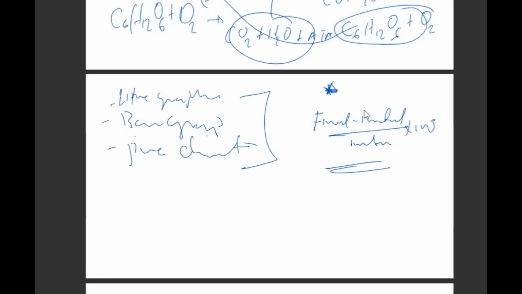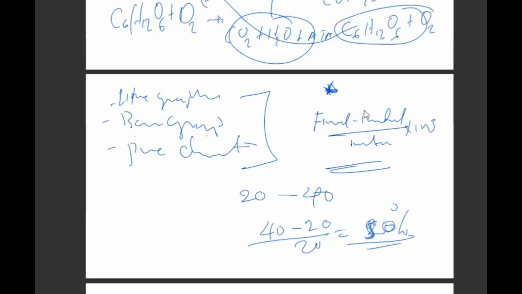Is it clear? Yes. If I started with 20 and ended with 40, then I'm going to say 40 minus 20, divided by 20. Then I'm going to get 20. Is it 20? I hope so. Which is 20 out of 40, which is basically 50%. So from 20 to 40, if I subtract, it's going to be 20 out of 20, which is 100%.